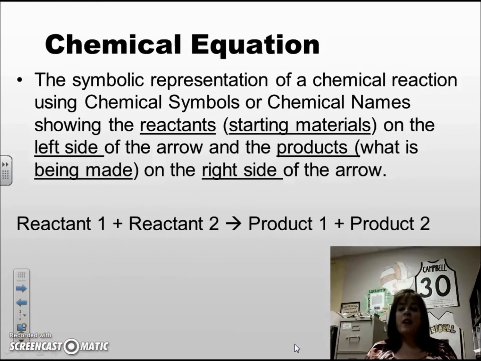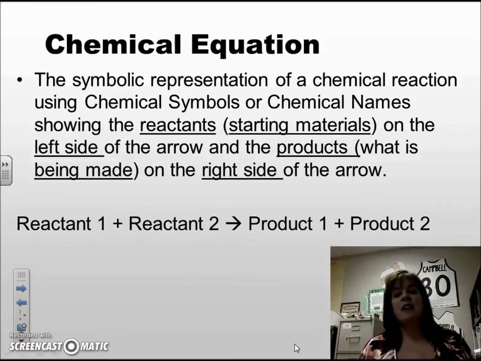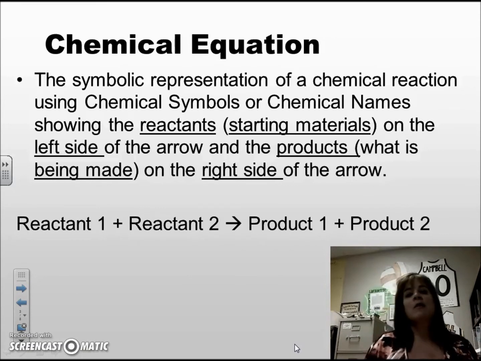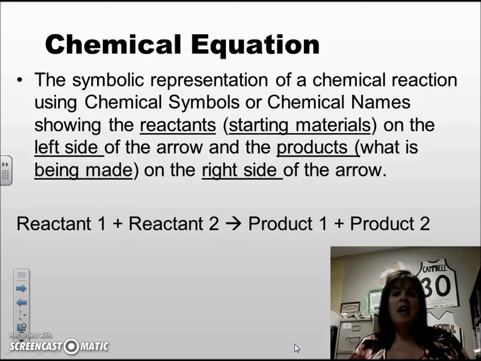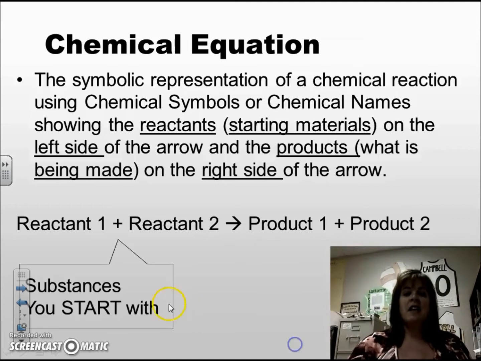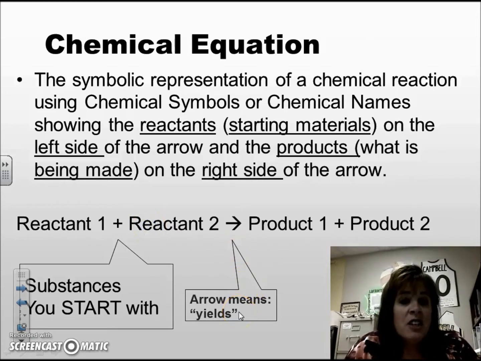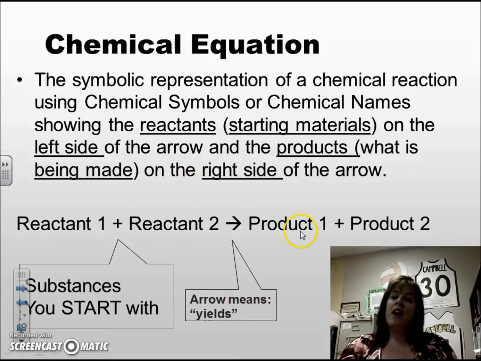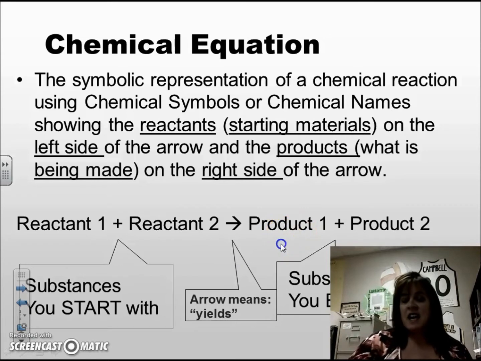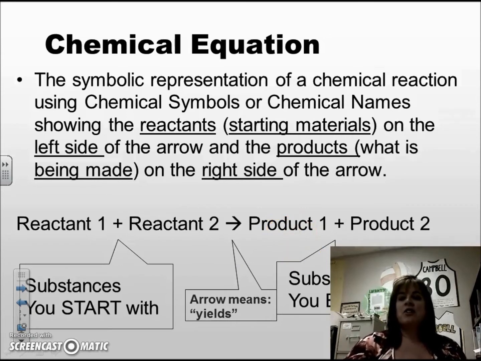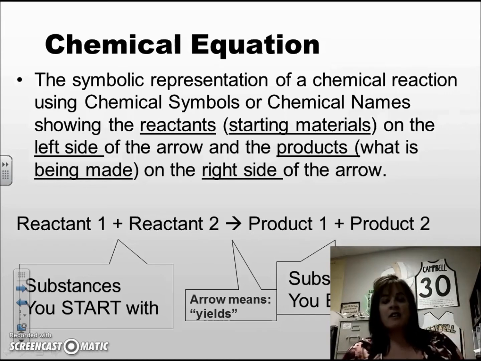Now, chemical equations are used to represent chemical reactions. So we use chemical symbols or chemical names, and we show reactants, which are the substance we start with, on the left side of the arrow. And by the way, the arrow means yields. And the products are on the right side of the equation. Those are what we end up with. So reactants form products.